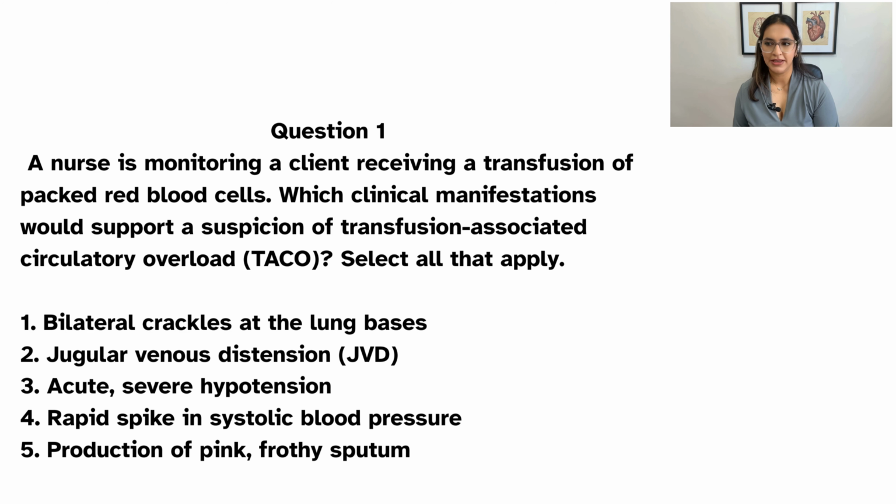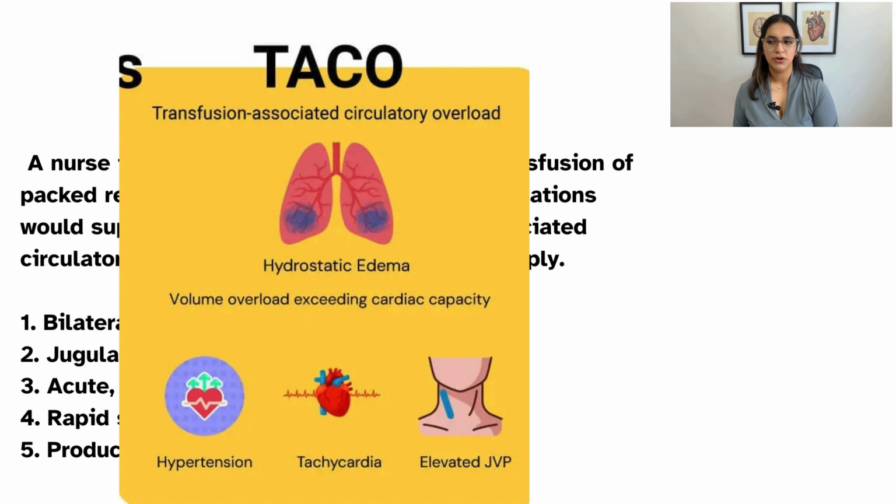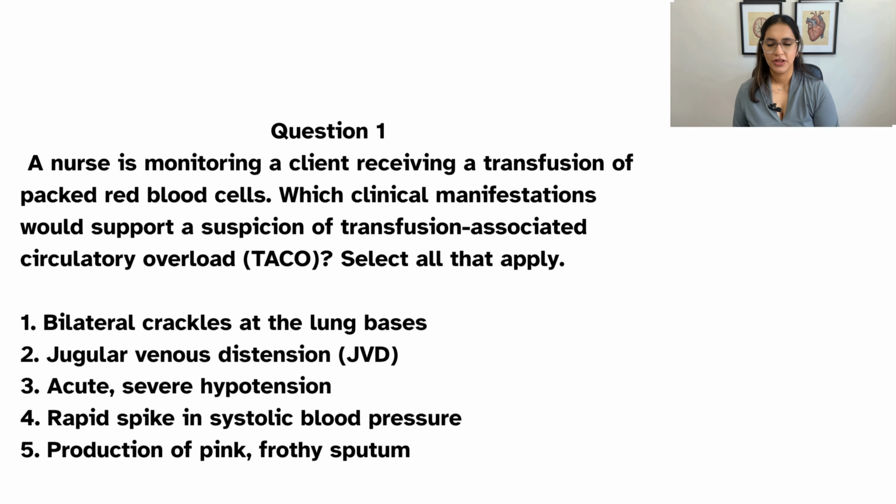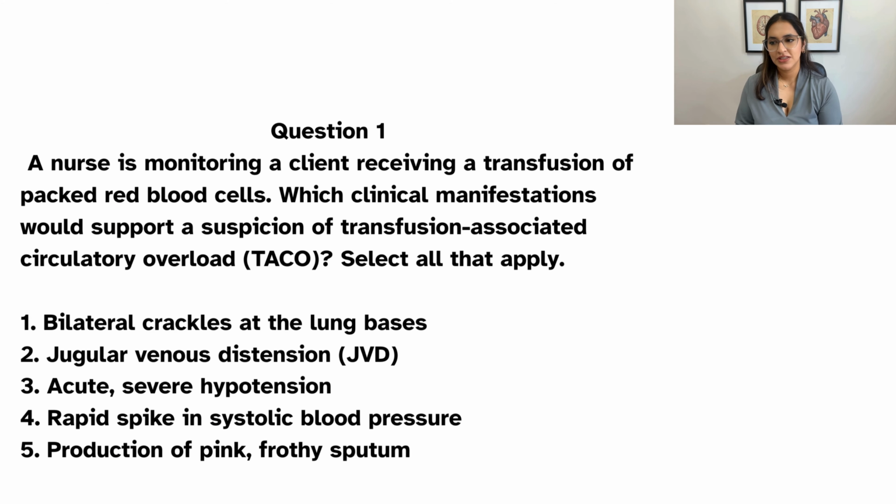Look at the screen with me. The question is asking for manifestations of TACO. Remember what I teach my students, TACO is a volume problem, a mechanical backup of fluid because the blood ran too fast. So let's analyze each option. Option number 1 is bilateral crackles. If you see the screen, it's actually a true statement because now fluid is backing up in the lung and we are going to select it.